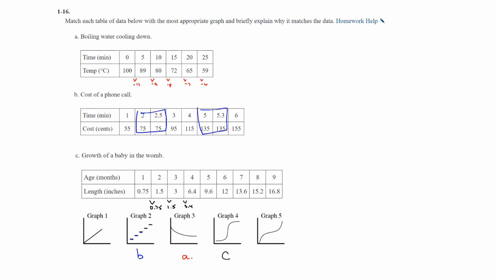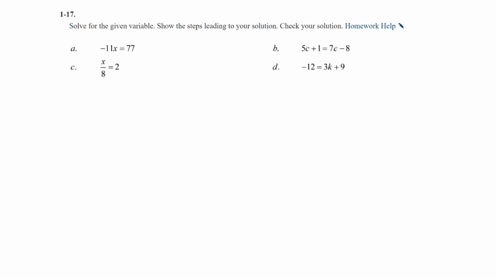And don't forget, I'm kind of talking through this, but it wants you to briefly explain why it matches the data. So make sure you write that down as well. Question 17, solve for the given variable. Show the steps leading to your solution, and then check your solution. So we're also going to check each of these as we solve.